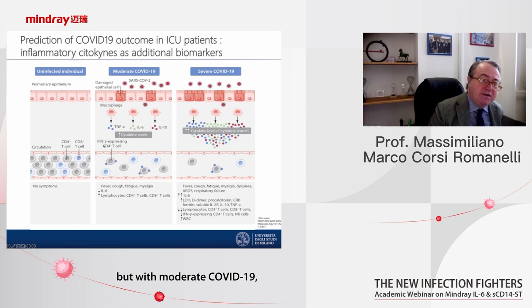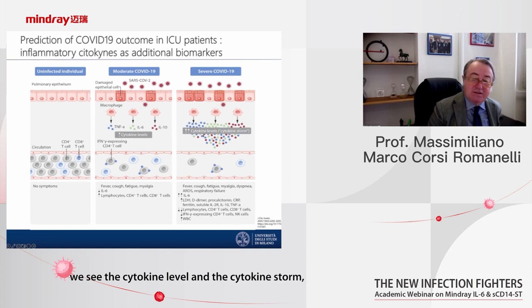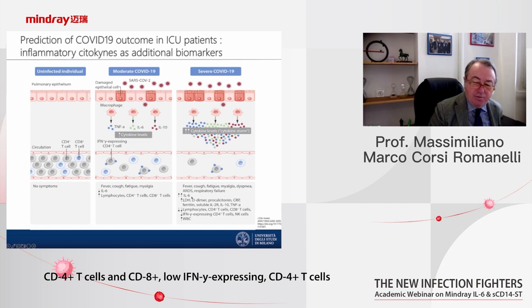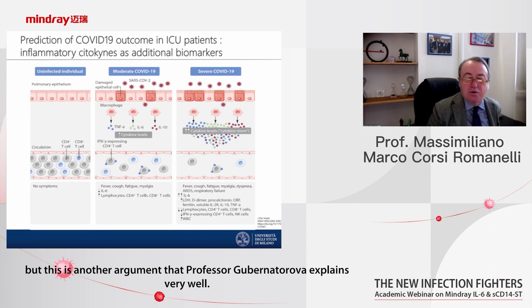But with moderate COVID-19, we start to see IL-10, IL-6 and TNF-alpha, because they are produced by macrophages and interferon gamma expressing CD4 positive T cells. And in severe COVID-19, we see the cytokine storm, because the macrophages produce a lot of cytokines, and we see IL-6 very high, and we see low lymphocyte CD4 T cells and CD8, low interferon gamma expressing CD4 T cells, and also natural killer cells, and the elevation of white blood cells. This is what happens normally, and this is the reason we also have to look at cytokines, but this is another argument that Professor Plevani should explain very well.